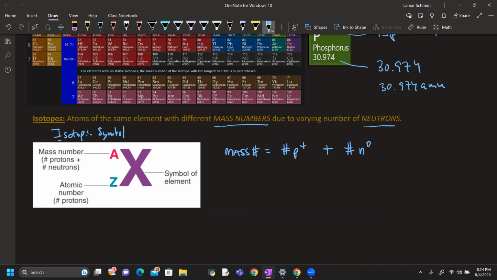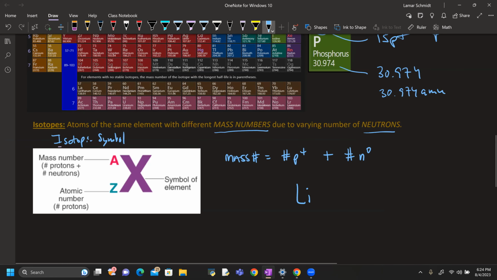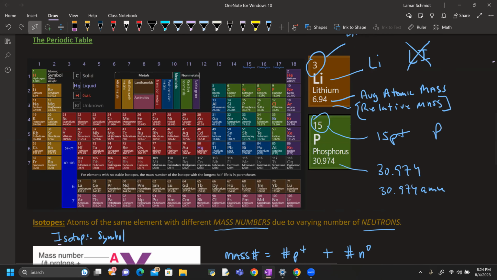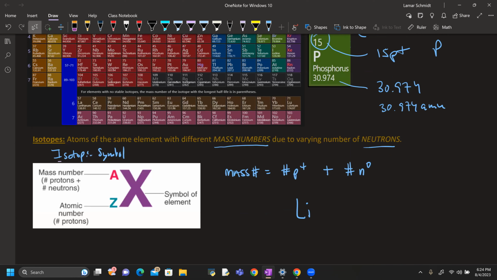And so with your isotopic symbol, let's say that we did have lithium. We're going to put Li, and then we need to know the mass number. Well, I don't know the mass number from looking at the periodic table because all I know is the average atomic mass. I would have to know a specific isotope for lithium. Lithium may have an isotope of 7, and so its mass number would be 7. And then it would have 3 protons. It has to be 3 because lithium does not have anything other than 3.